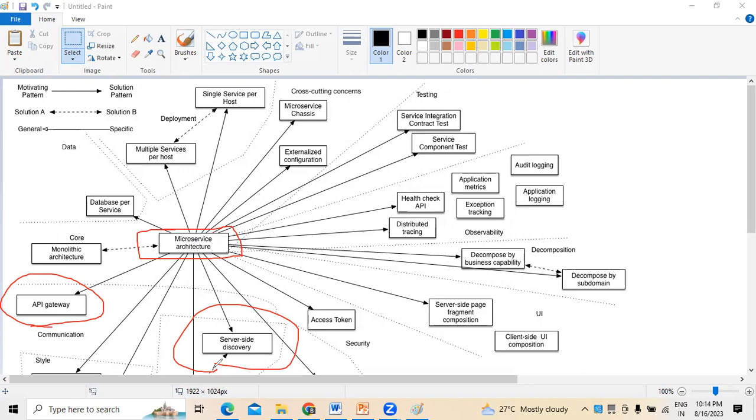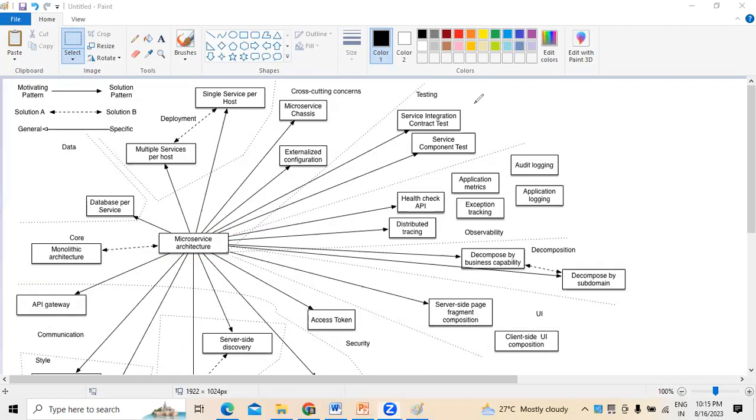Now, when we are trying to understand this from the context of the testing patterns, there are service component tests and service integration contract tests, which can be integrated with the circuit breakers, followed by access tokens, etc.